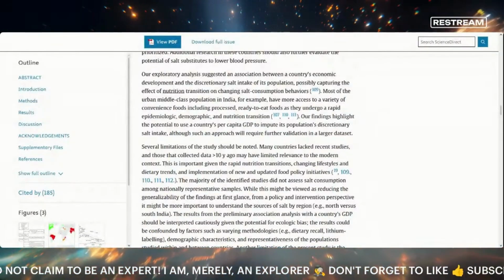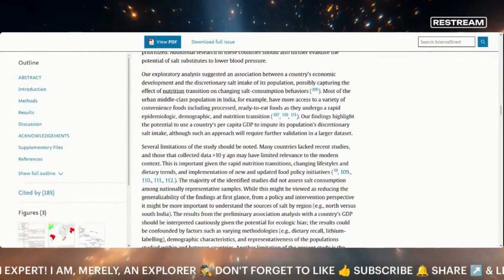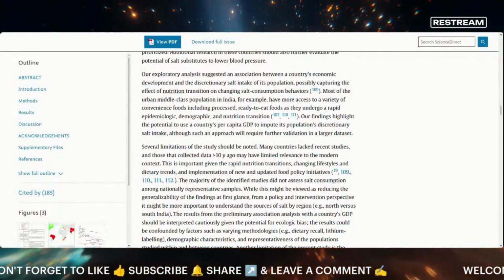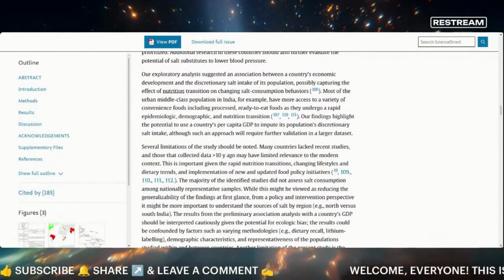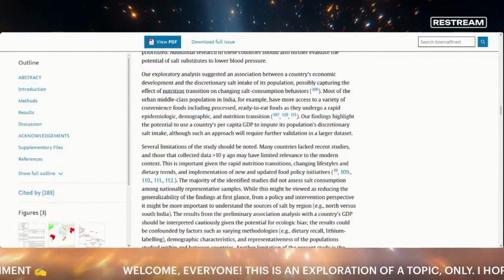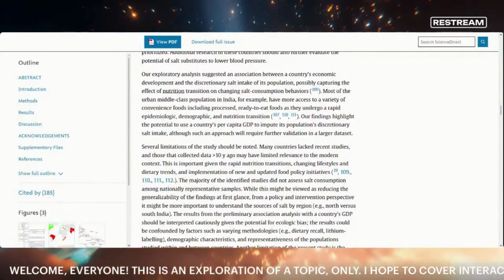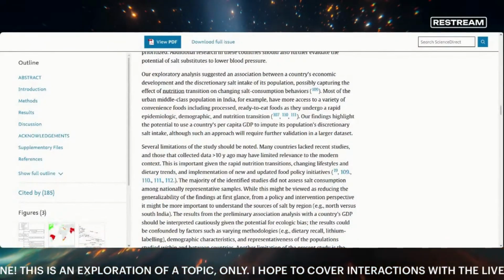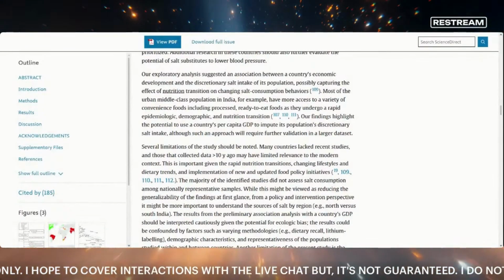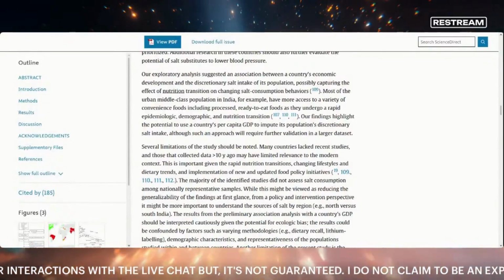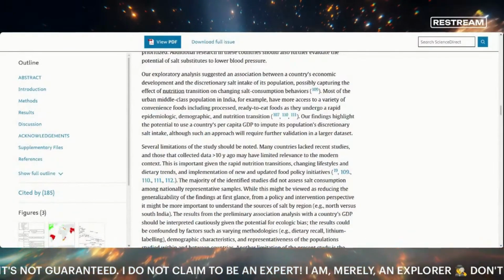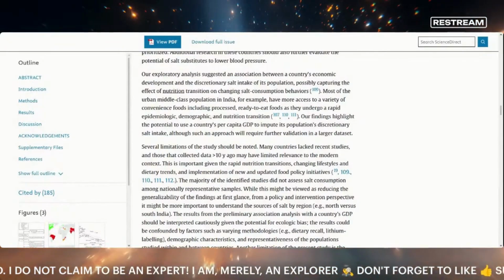Most of the urban middle-class population in India, for example, have more access to a variety of convenience foods, including processed, ready-to-eat foods, as they undergo a rapid epidemiologic, demographic, and nutrition transition. Our findings highlight the potential to use a country's per capita GDP to impute its population's discretionary salt intake, although such an approach will require validation in a larger data set.